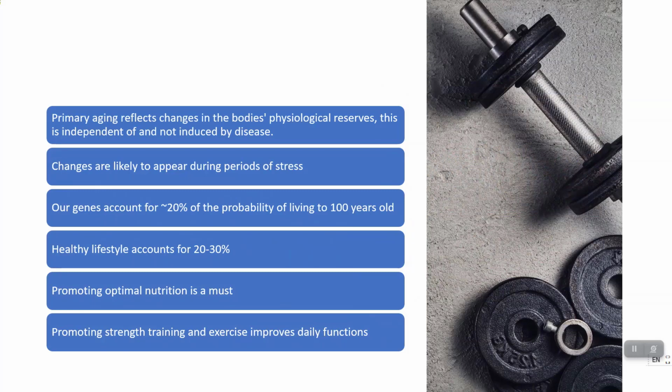Our genes account for about a 20% probability of a person living to 100 years of age. Healthy lifestyle accounts for approximately 20 to 30%. Promoting optimal nutrition is a must, as I said before. Promoting strength training and exercise will always improve daily functions.